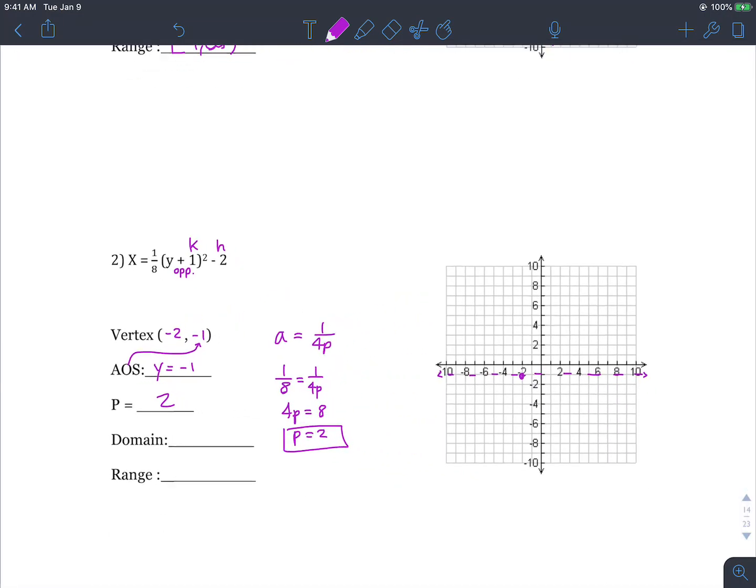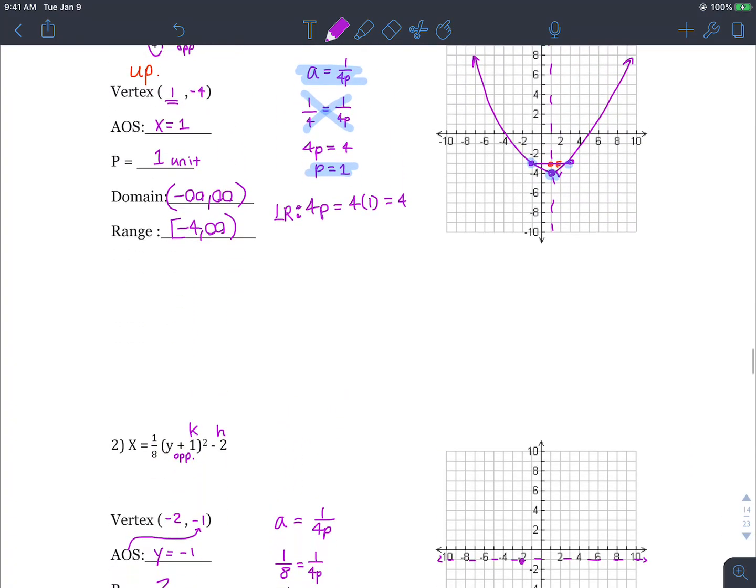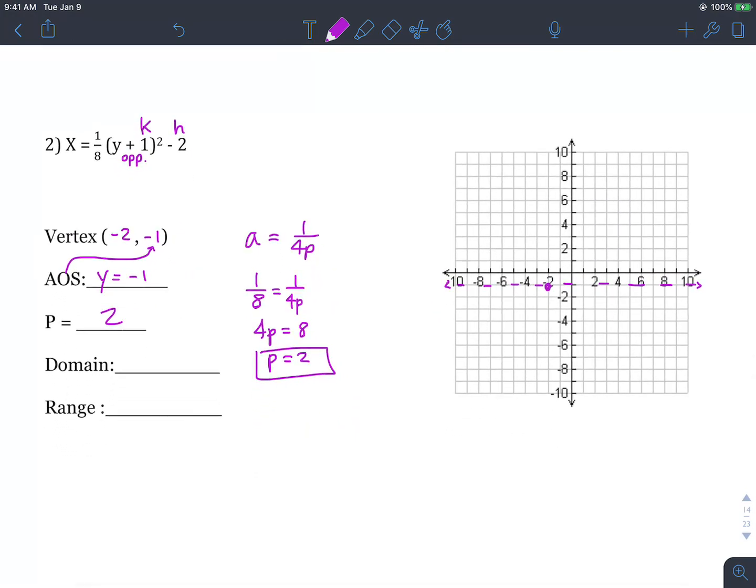And actually, now that I'm thinking about it, I forgot to graph my directrix right there. So I'm going to go back and get that here in just a second. But really, I need to get in the habit of writing that out each time. So anyway, this graph will be different. It's going to be opening either left or right.